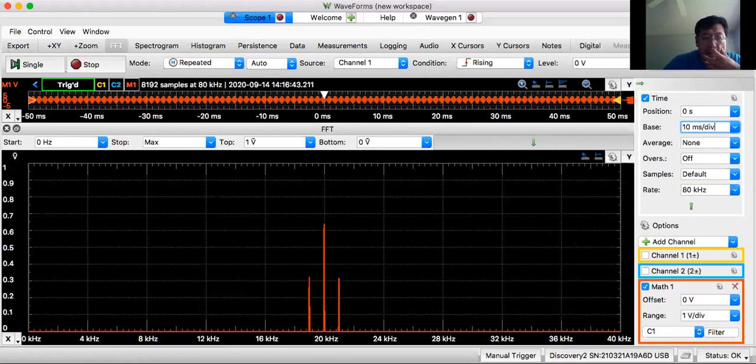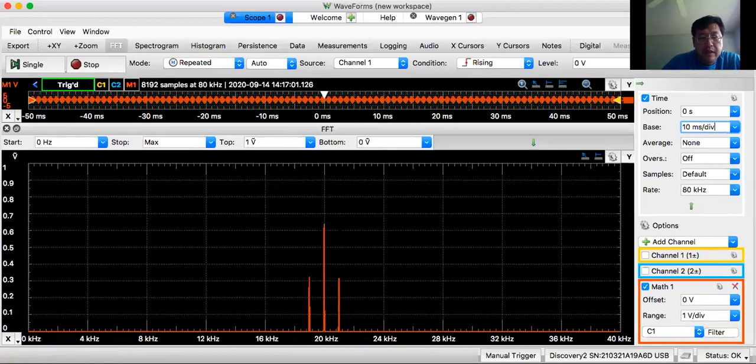Oh, did I share? Yeah, I think I'm sharing this screen. Okay. So the bottom half will be the spectrum. Let me reshare it, I just want to make sure I'm sharing this for you. All right. So the upper half is the time domain. The bottom half is the frequency domain.